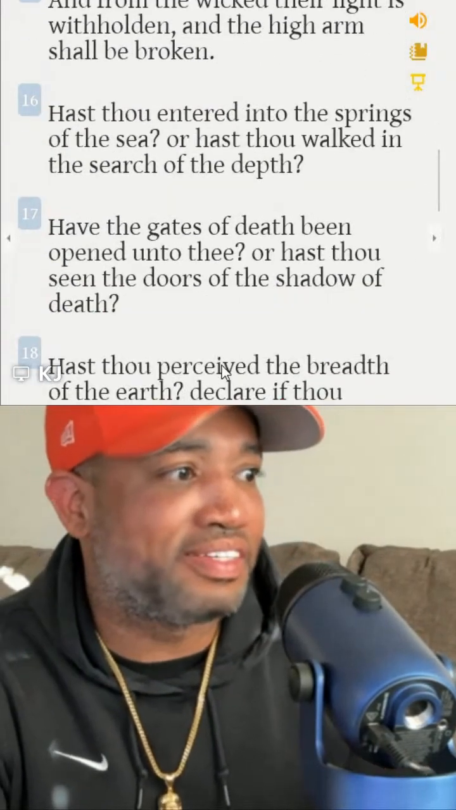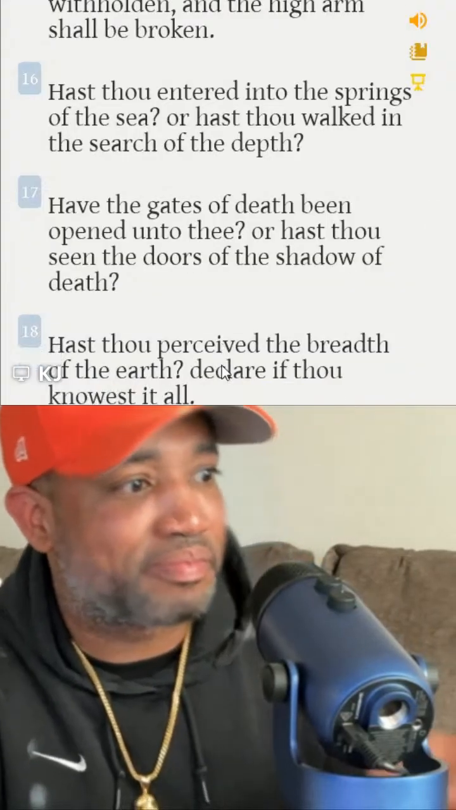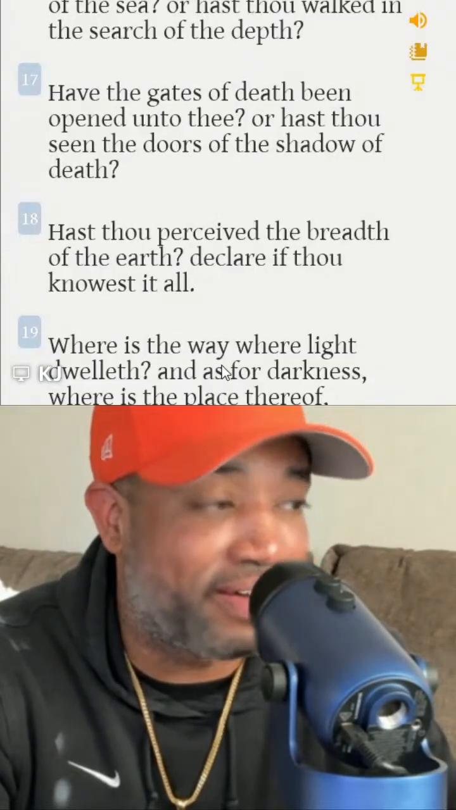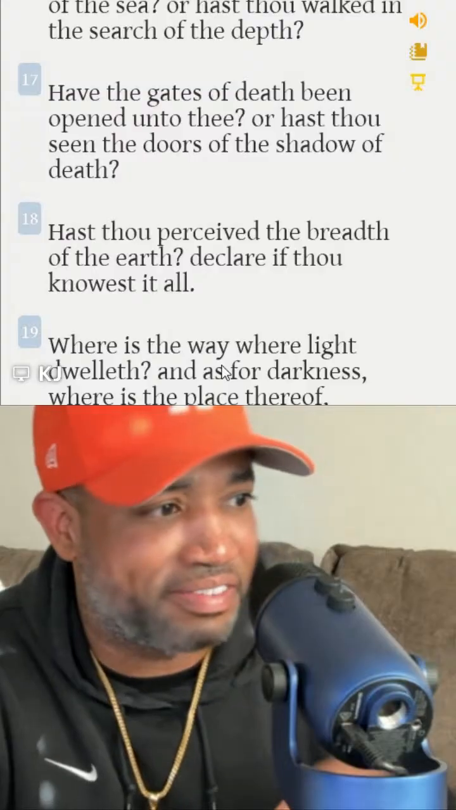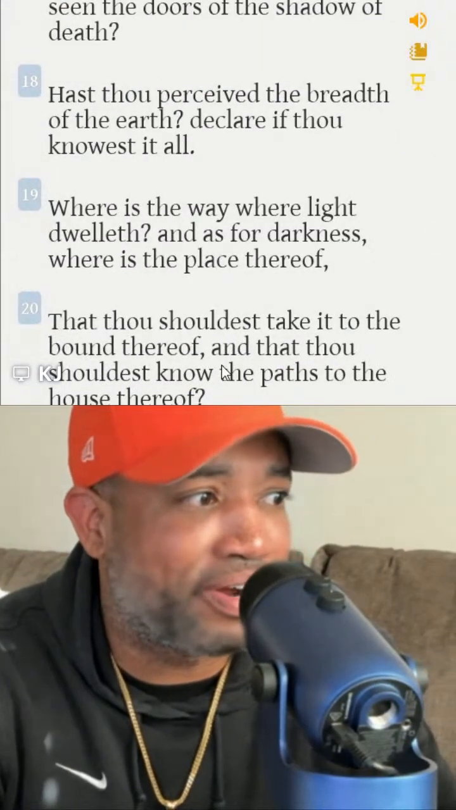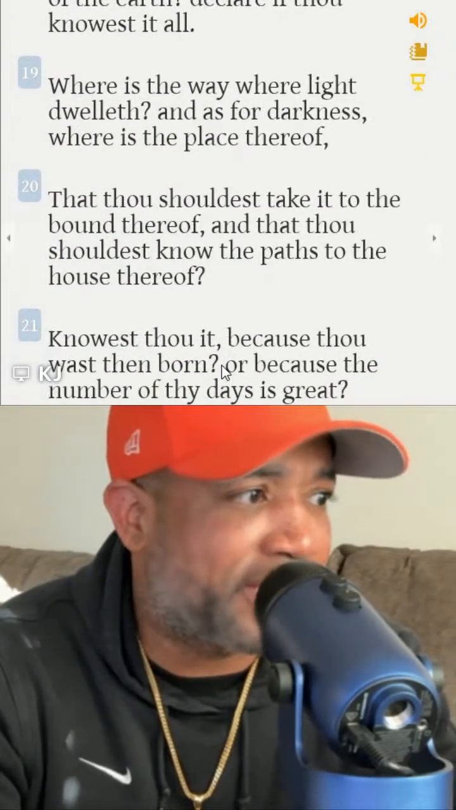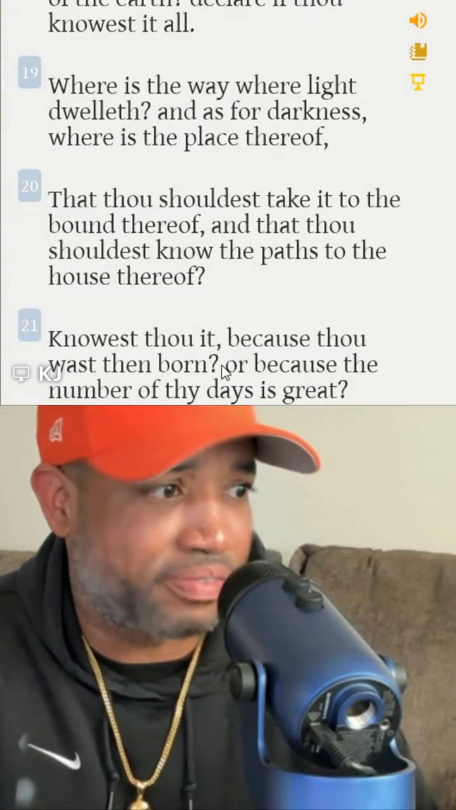"Hast thou entered into the springs of the sea? Or hast thou walked in the search of the depth? Have the gates of death been opened unto thee? Or hast thou seen the doors of the shadow of death? Hast thou perceived the breadth of the earth? Declare if thou knowest it all. Where is the way where light dwelleth? And as for darkness, where is the place thereof?"